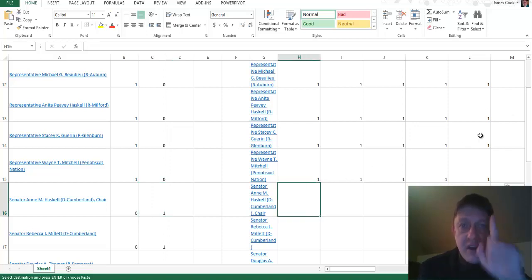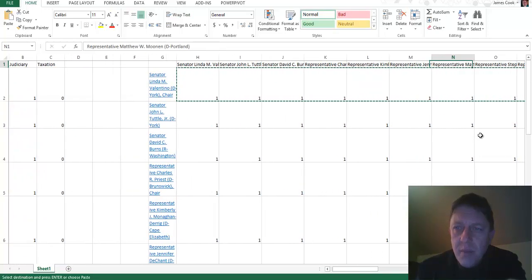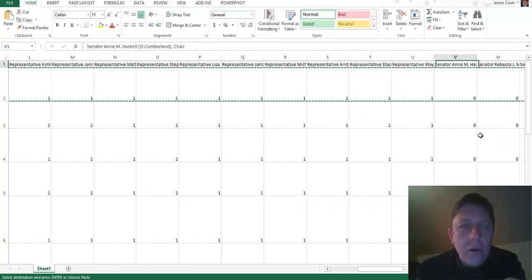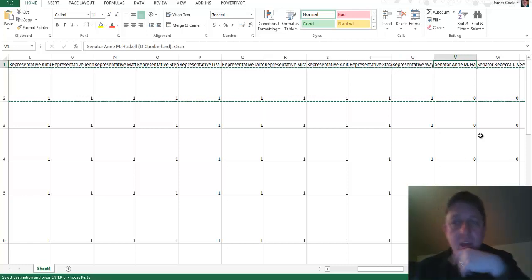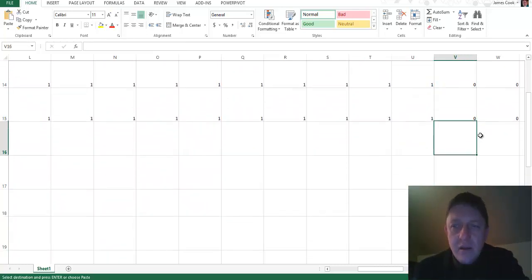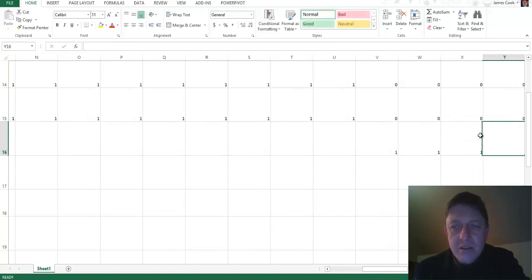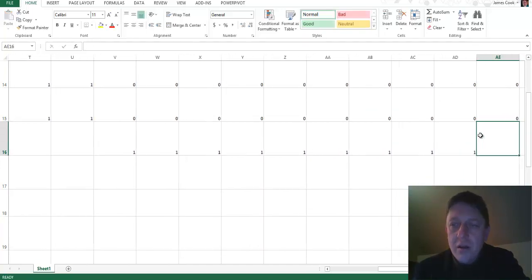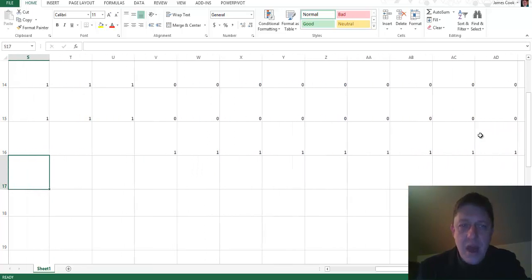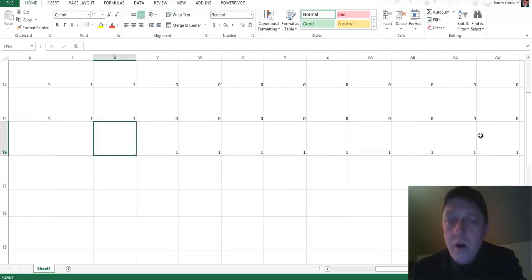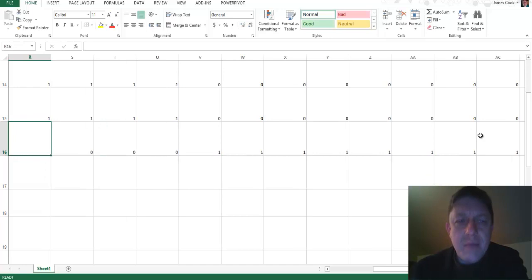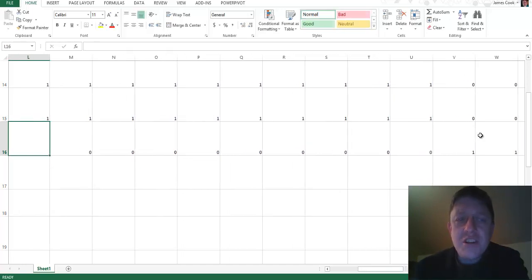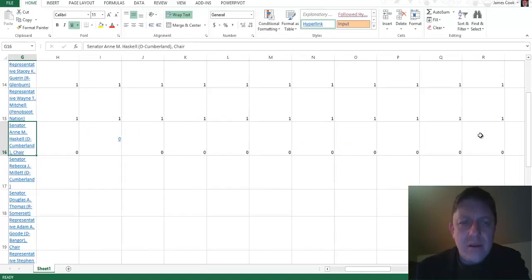So let's go up and find out what column Ann Haskell is in. Okay, we know she's in row 16. Where does Ann Haskell start? Ann Haskell starts in column V. So we know that at that point for column V, all the way over to the right with everybody else, she's sharing one committee, the taxation committee. And we know that with almost everybody else that came before her, who's on the Judiciary Committee, she does not share membership with them.